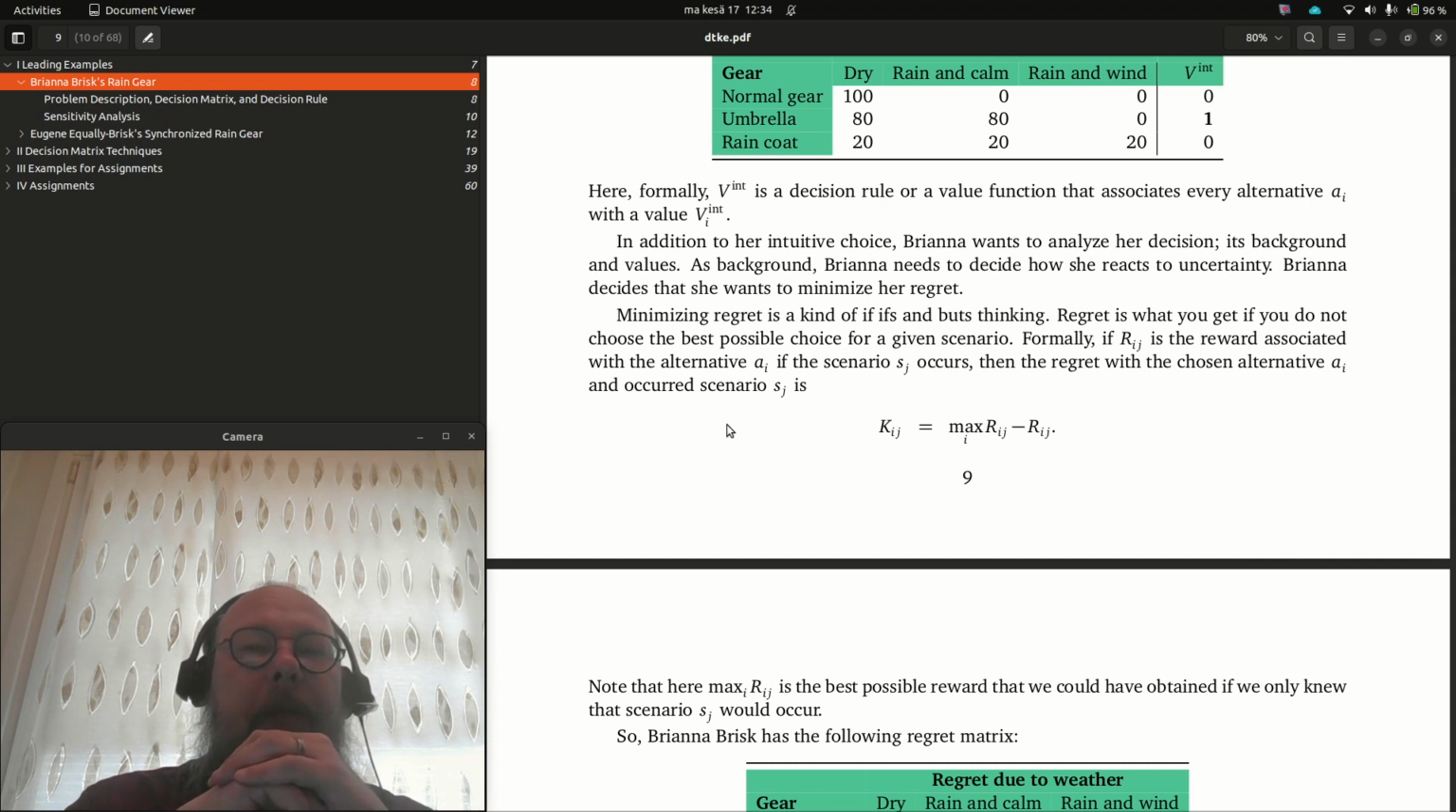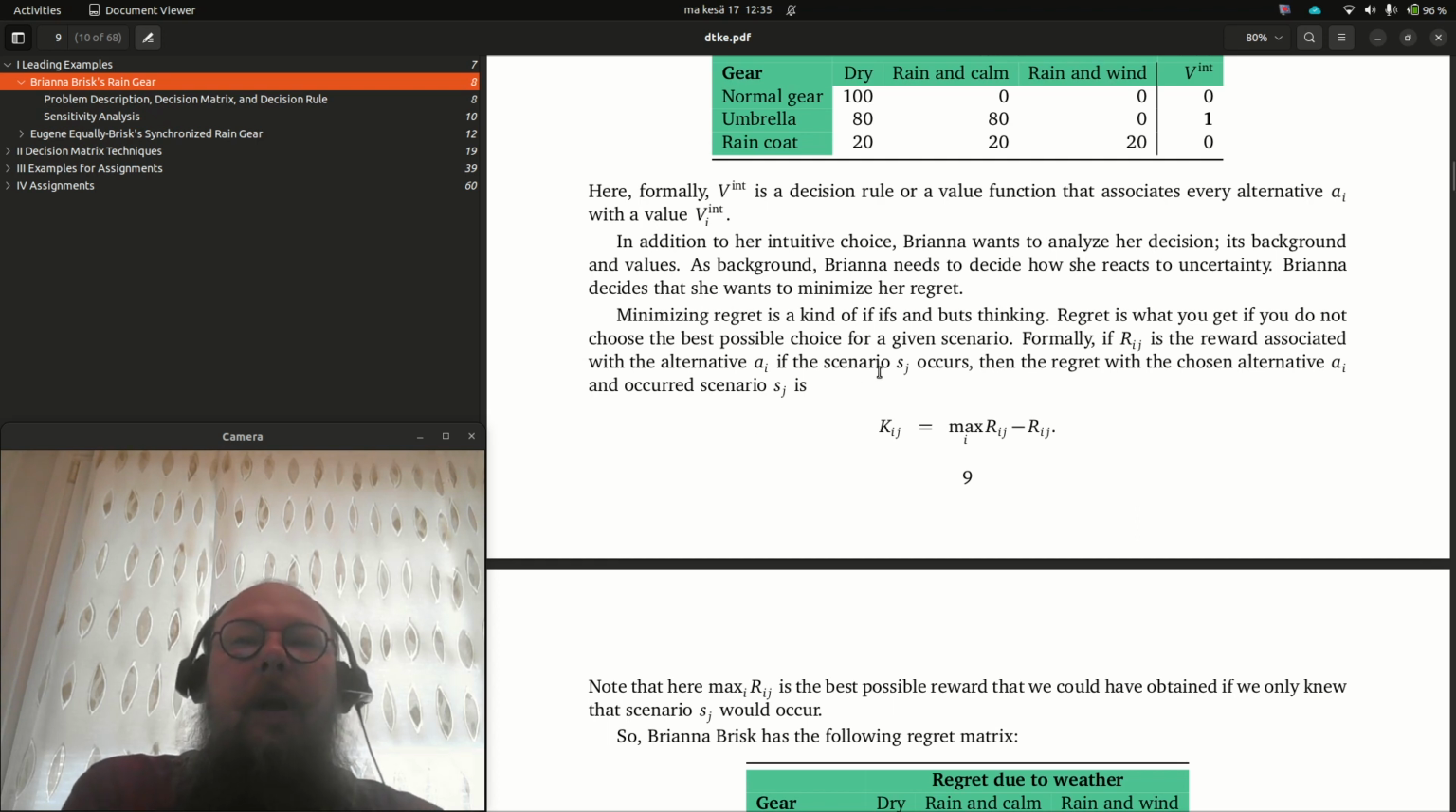It's a kind of ifs and buts thinking. So regret is what will happen when you do not choose the best alternative or the best possible choice for a given scenario. So the idea is that if you knew which scenario would happen, then you would have chosen something, and if you didn't choose that or something else, that incurs some regret to you.